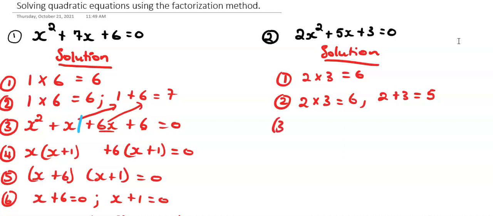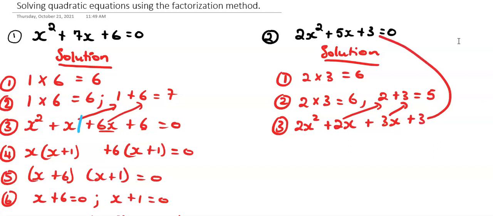So in step number 3, we're going to be rewriting the equation. We have 2x squared plus 2x, all right, we see where the 2x is coming from, plus 3x, plus 3. And in the event that you don't know where the 3 is coming from, the 3 is coming from right there. That is equal to 0.